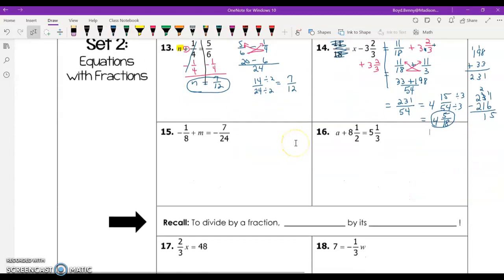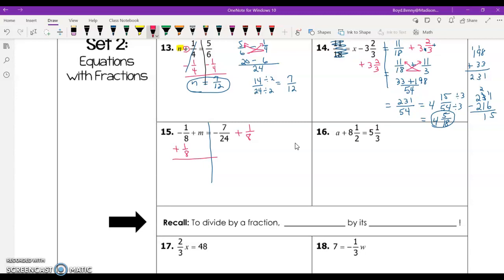Okay, let's move on to our next one. Here we're adding a negative 1/8, so I need to see this as really a subtraction problem. So I would add 1/8 to both sides to get the m all by itself.